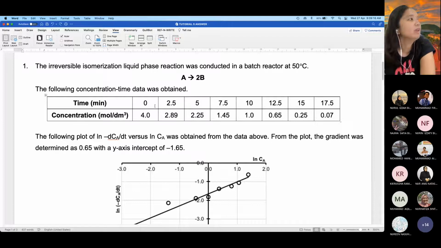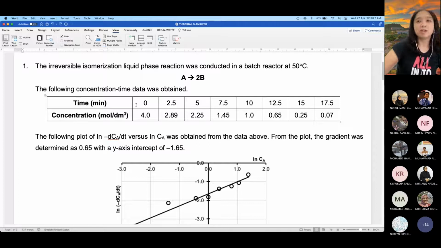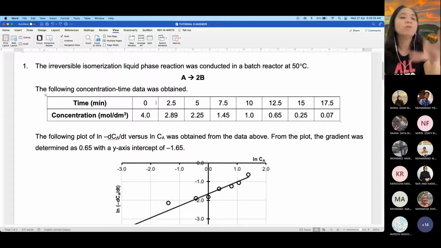Okay, so the following concentration-time data was obtained. Imagine you conduct this experiment in a batch reactor at 50 Celsius. At minute 0, you start with the initial concentration of A of 4.0 mole per dm cubed. So that is your CA0. Then at 2.5 minutes, you take a sample, you measure the concentration, and it became 2.89. At the fifth minute, you take out a sample, you check the concentration, 2.25.